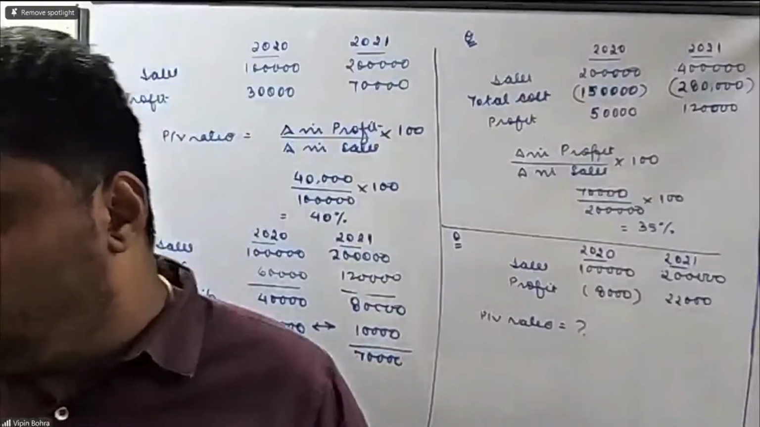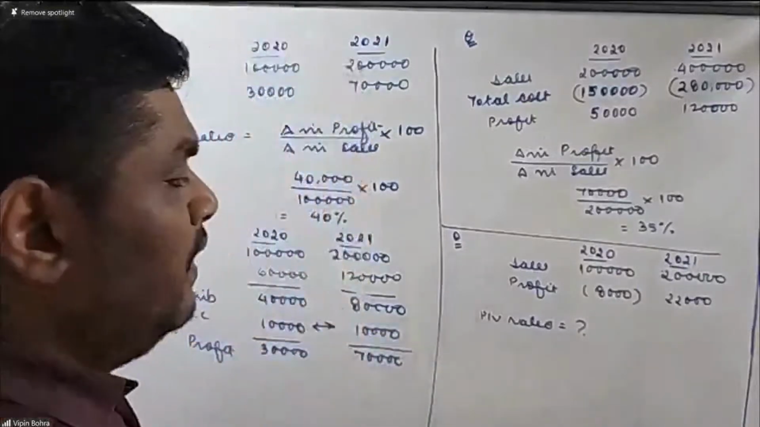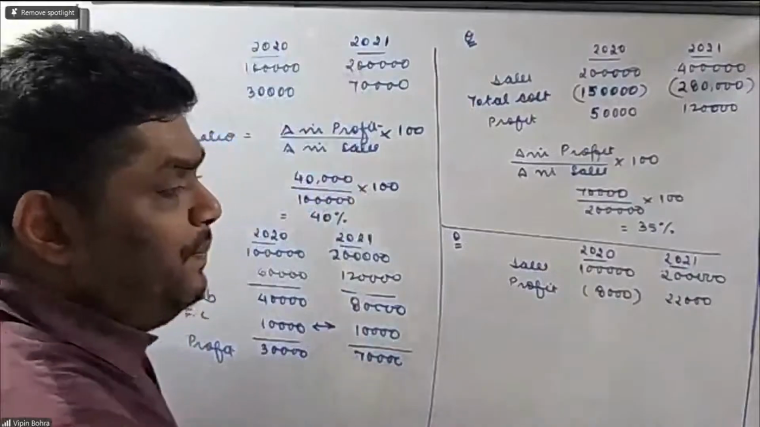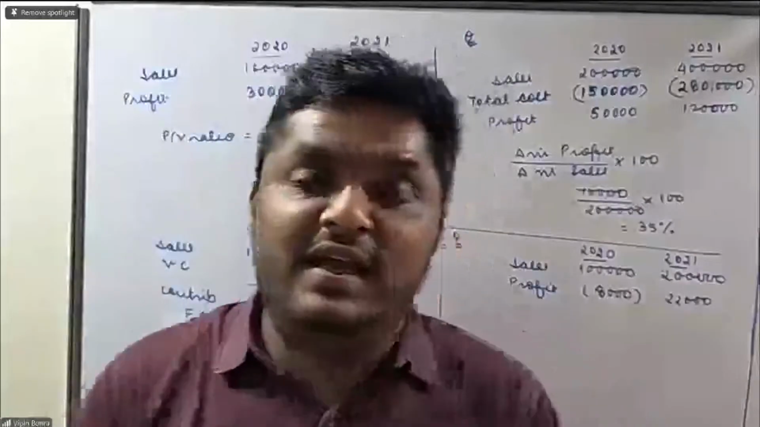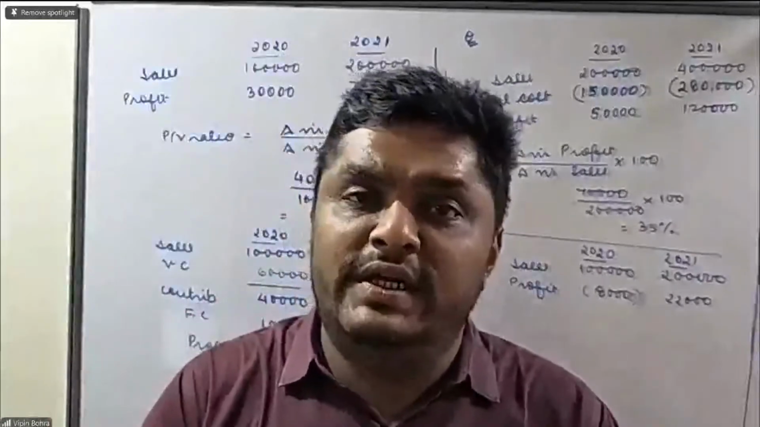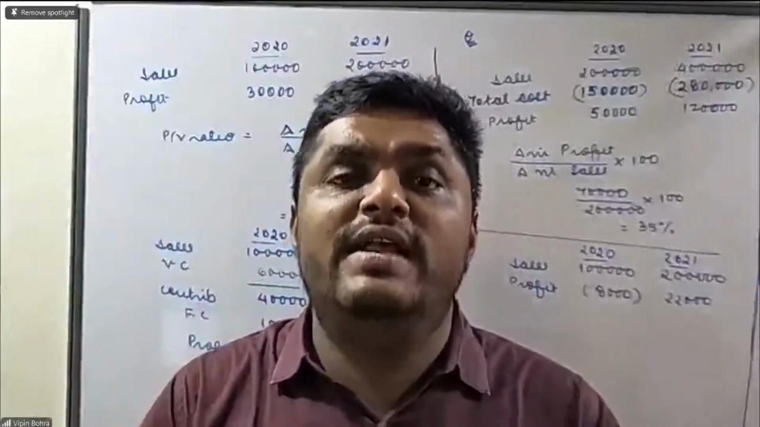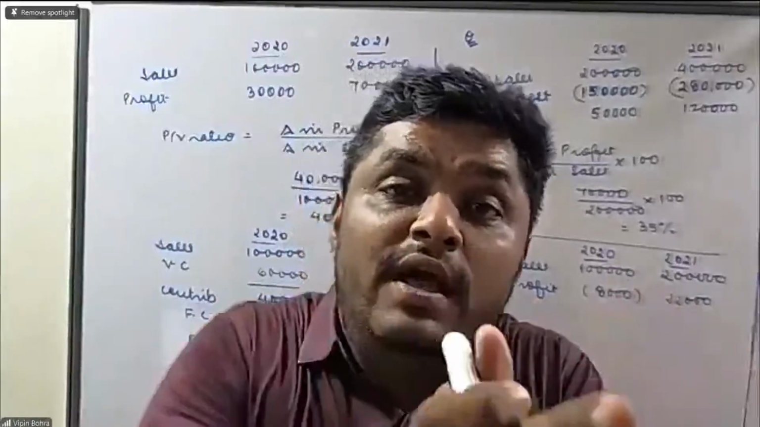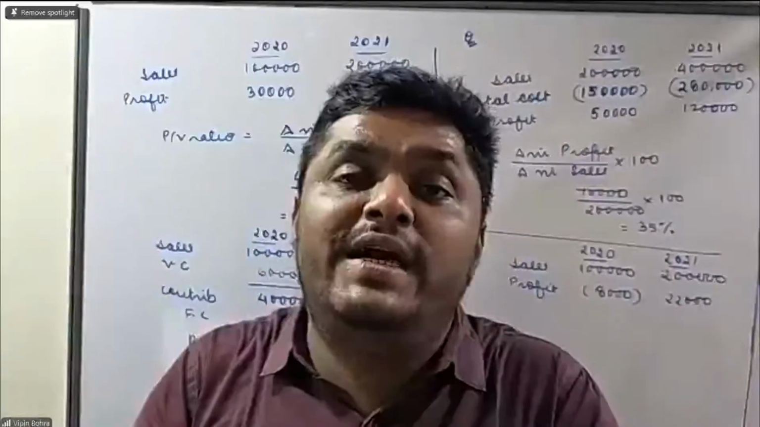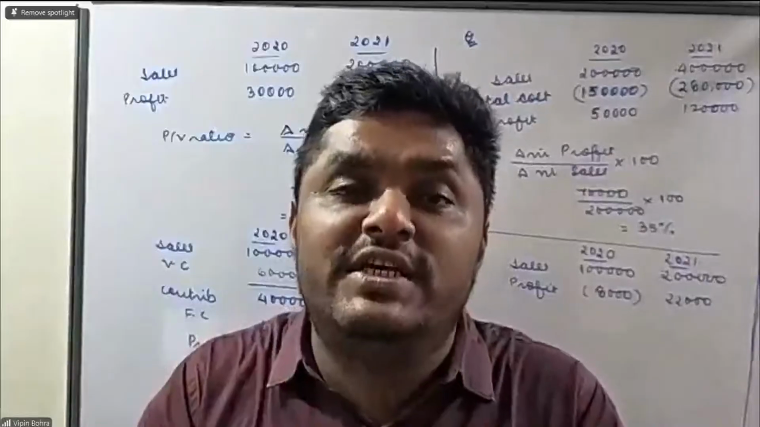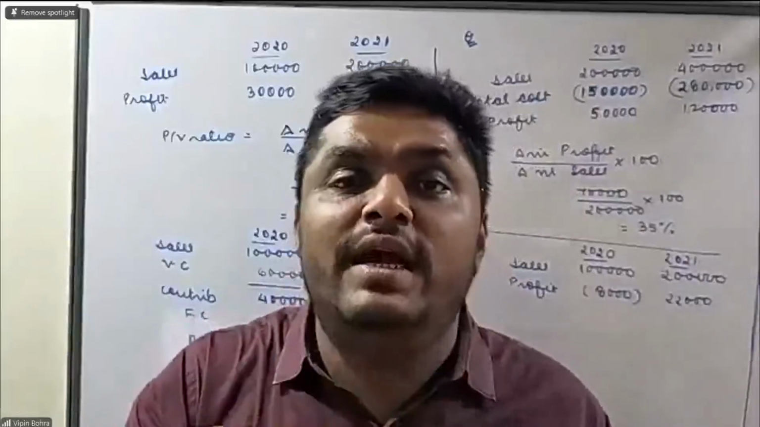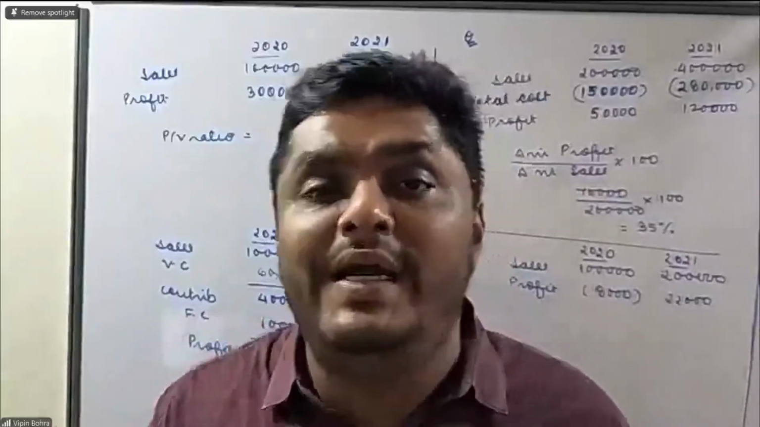Naina, it is incorrect, my dear. See now, as I said, change in profit. In the first year, there was a loss of 8,000. Now there is a profit of 22,000. How much is the change? So 8,000 loss comes to 0 and 0 to 22,000.